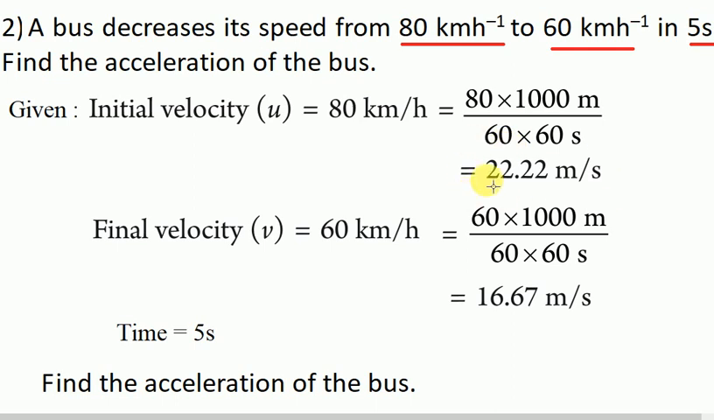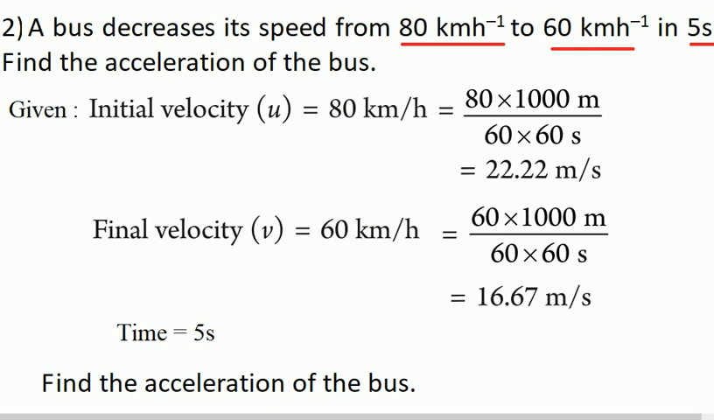Okay, so after converting, the value which I got is initial velocity is 22.22 meter per second, that means 80 kilometer per hour. If we convert it to meter per second, its value will be 22.22 meter per second. Similarly, 60 kilometer per hour, if we convert it into meter per second, the value is 16.667.